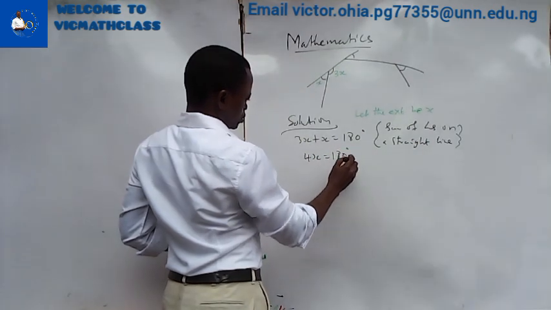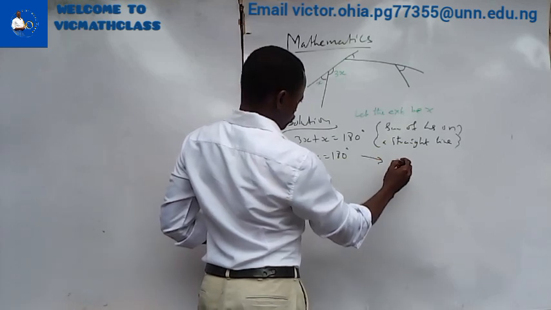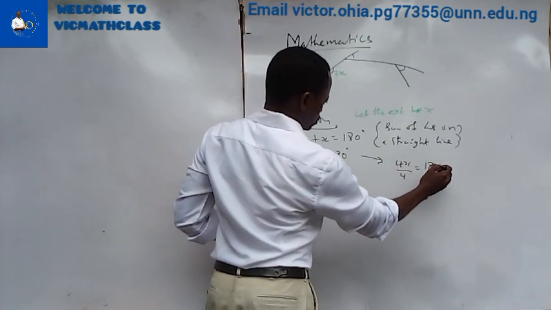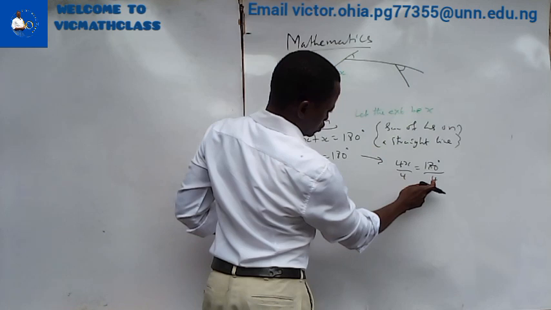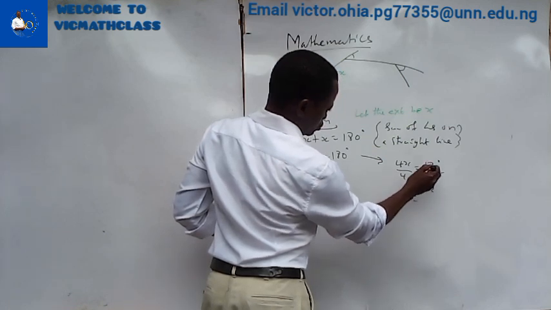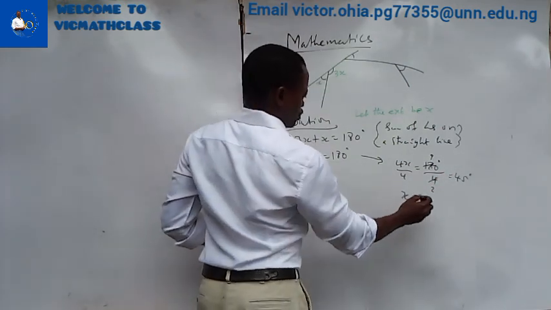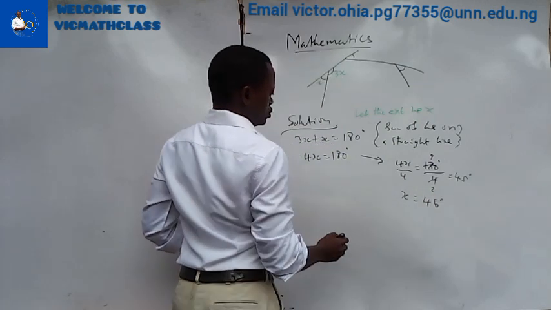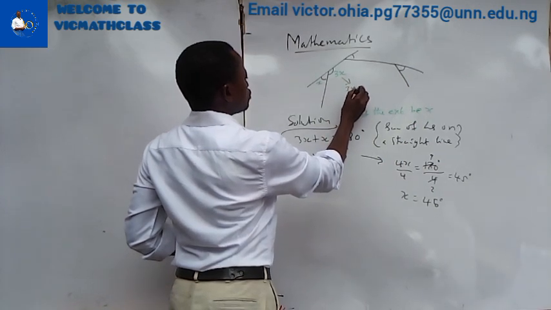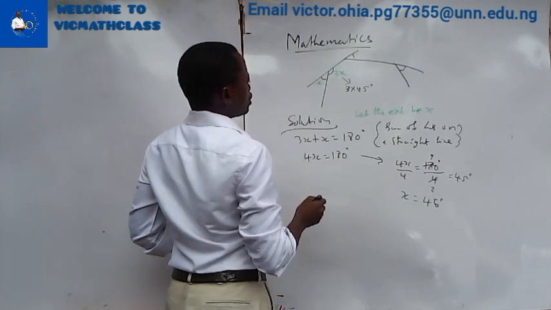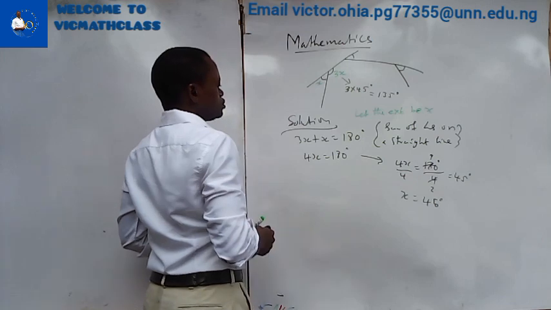If you divide both sides by 4, you are going to obtain 4x over 4 equals 180 degrees over 4. So you have x is 45 degrees. So if x is 45 degrees, the interior angle will now be what? 3 times 45 degrees, which gives us 135 degrees. 90 plus 45 will give us 135 degrees.